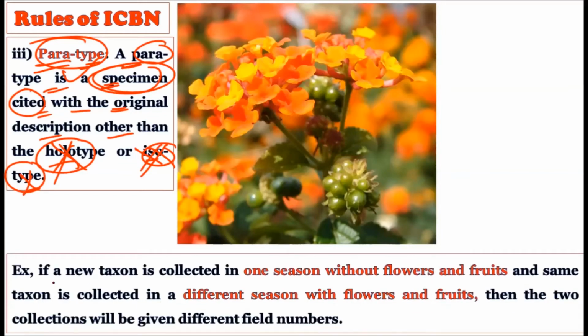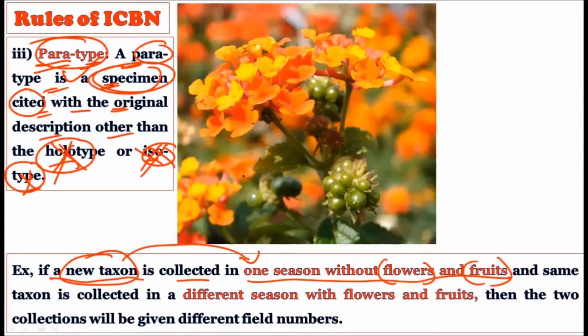For example, suppose a new taxon is collected in one season without flowers and fruit. We have found a new taxon, and we have to collect it, create the herbarium sheet, and give it a name. In such a condition, the new taxon is collected in a season when there were no flowers and no fruits on the plant. Then the similar plant is collected in a different season with flowers and fruits.